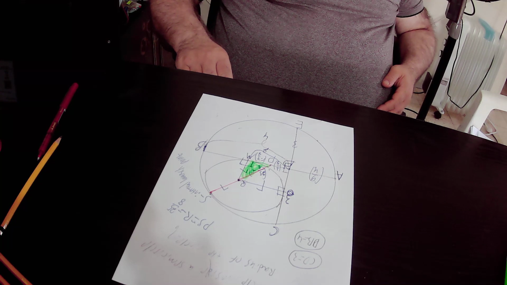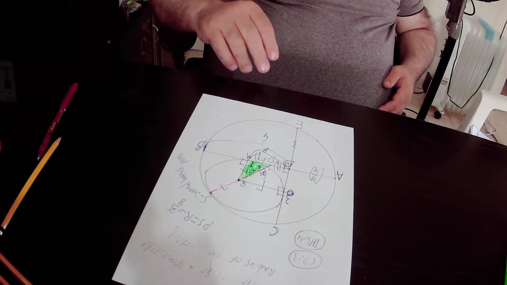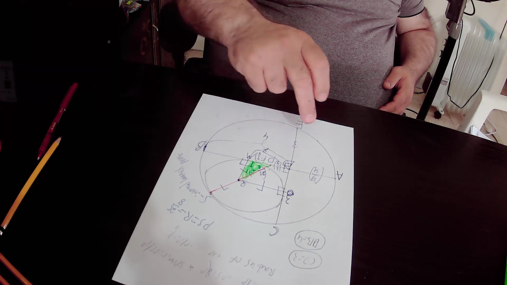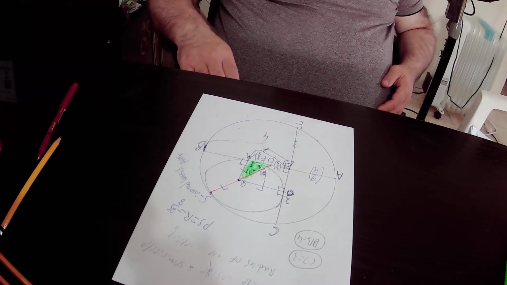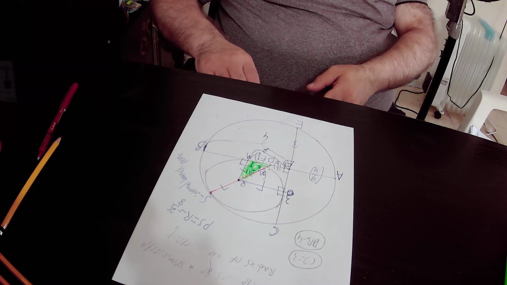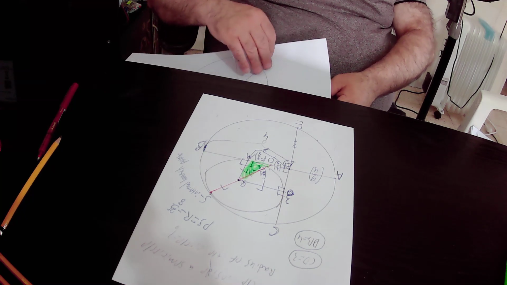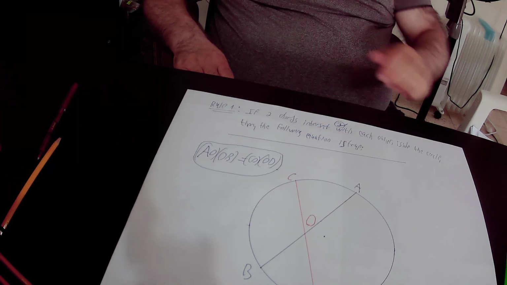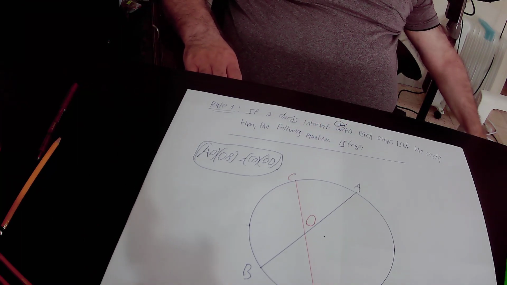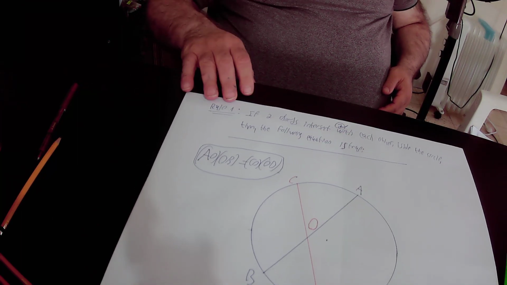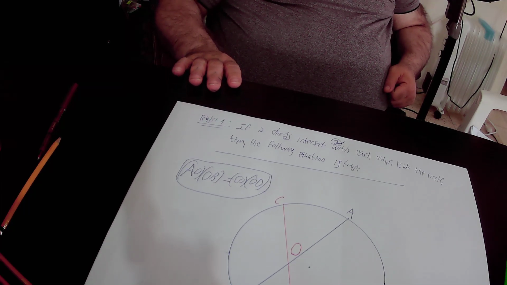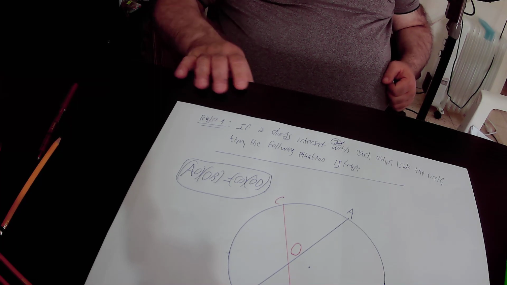Then, first of all, I present to you a new rule. This is actually rule number 1. According to rule number 1, if two chords intersect with each other inside the circle, then the following equation is true.